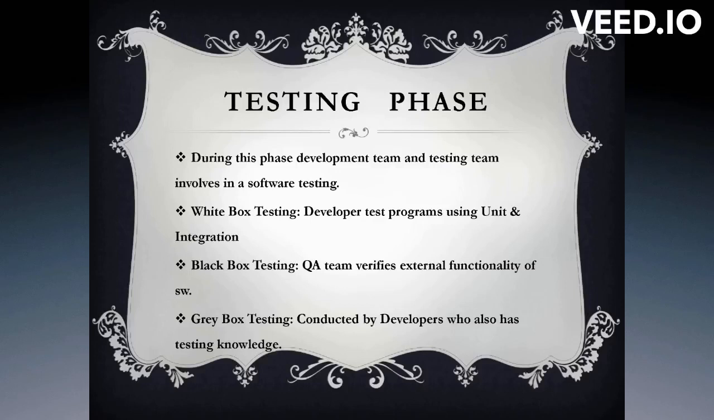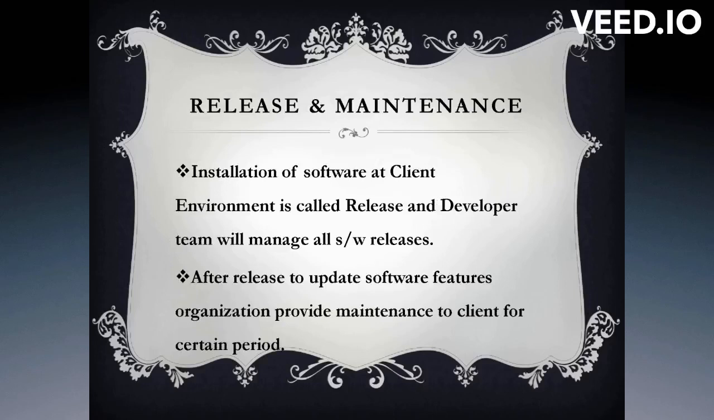And the next one, the final one, is the release and maintenance phase. In the release and maintenance phase, it is nothing but installation of software at the client environment. After the software is built, like for every sprint, a part of the software is built, right? So that will be installed at the client environment. That is called a release.